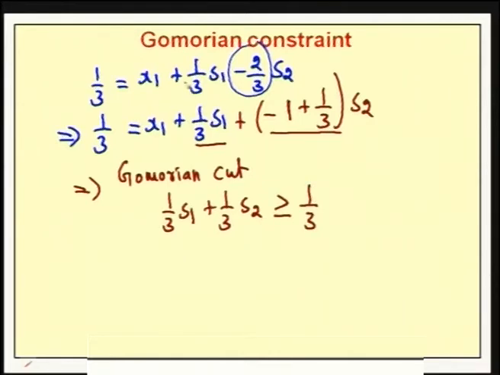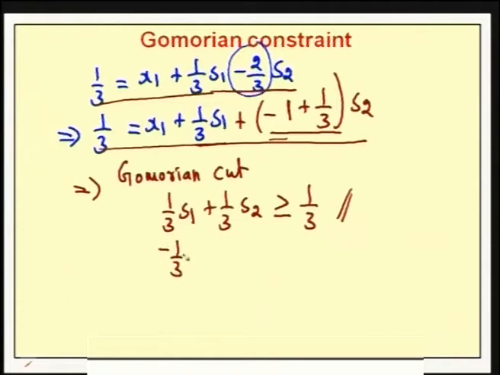So, from the source row we got this equation. From this equation, by rewriting this negative fraction as sum of negative integer and non-negative fraction, we have this equation. From this, the Gomorian cut or Gomorian constraint is 1 by 3 s1 plus 1 by 3 s2 greater than or equal to 1 by 3. Now, by multiplying this inequality by minus sign, we have minus 1 by 3 s1 minus 1 by 3 s2 less than or equal to minus 1 by 3.